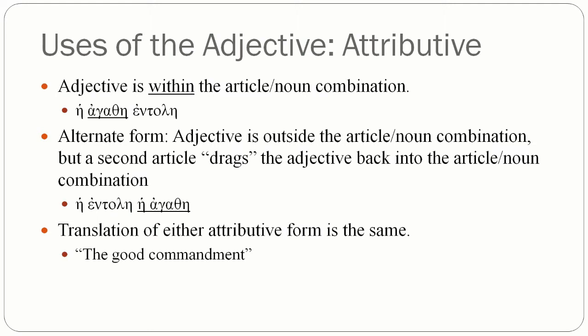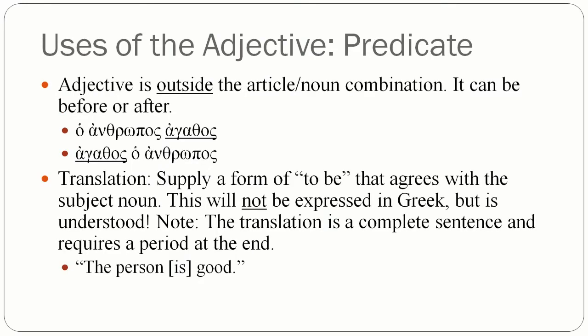So have a look at that again. Make sure you can identify an attributive adjective phrase. Here I've underlined the adjective, which should be helpful to you there. But just make sure that you understand where that adjective is in relation to the article and the noun, and what that means for translation. All right, moving on to the second use of this adjective.